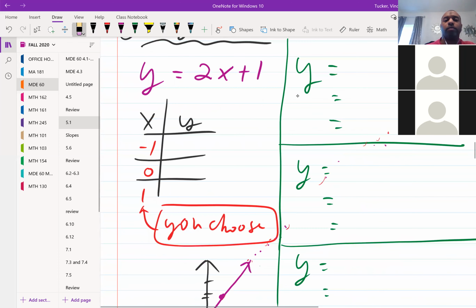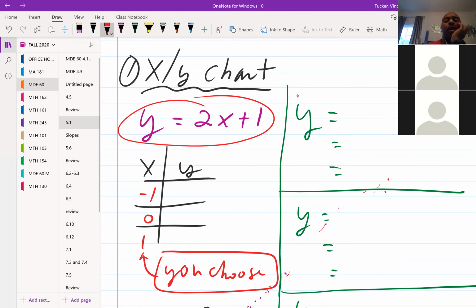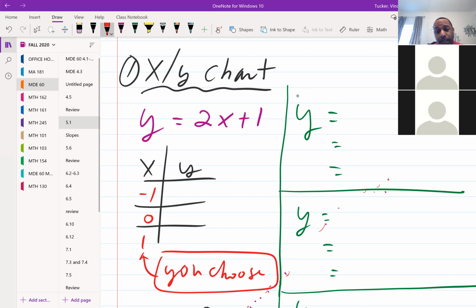All right, so let's graph using the XY chart. If they give us the equation y equals 2x plus 1, and it asks us to graph by generating an XY chart, basically, you choose some x values to plug in. And then you're going to find a corresponding y value.